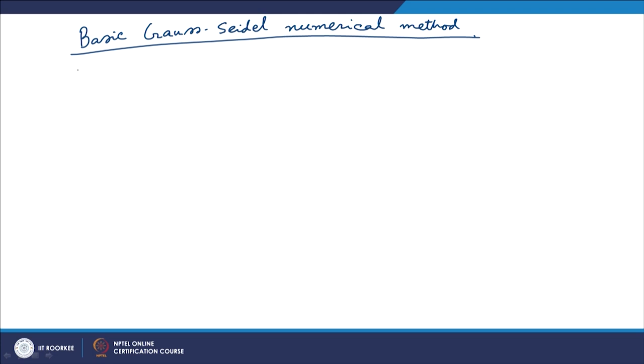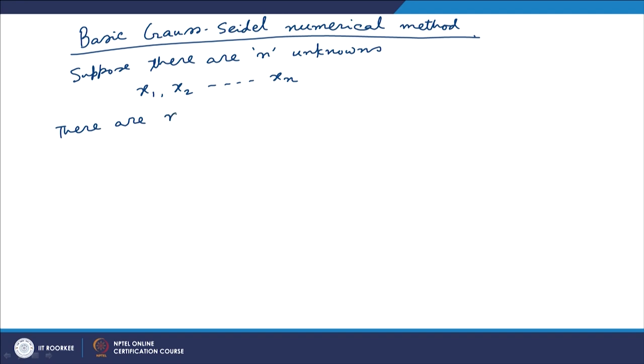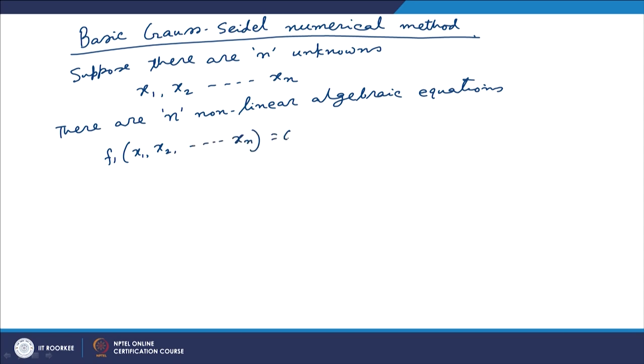Suppose there are n unknowns, x1, x2 up to xn, and also there are n simultaneous nonlinear algebraic equations. Say f1(x1, x2, up to xn) is equal to 0. Remember, f1 is a function of x1, x2 and xn, so this is basically any expression.